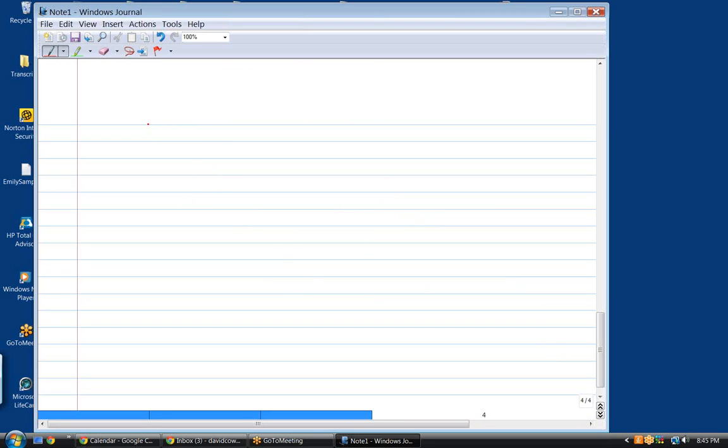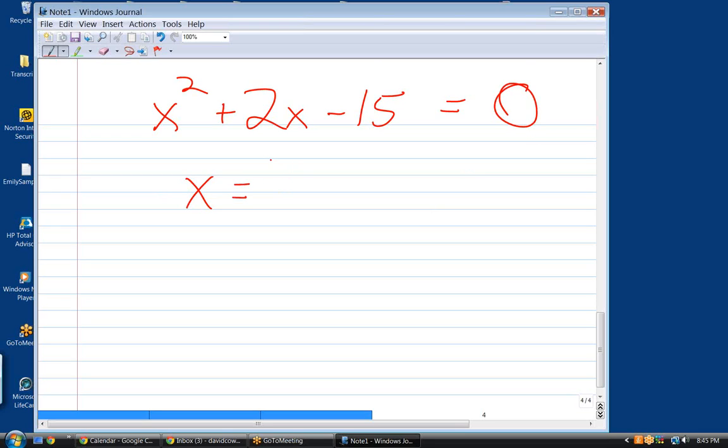Okay. The next one, it says solve the equation using the quadratic formula. Round your solution to the nearest tenth if necessary. Okay. And it says x squared plus 2x minus 15 equals 0. What's the quadratic formula? The general formula? Yeah. Or quadratic formula. We can solve this by factoring, but they specifically said use the quadratic, right?